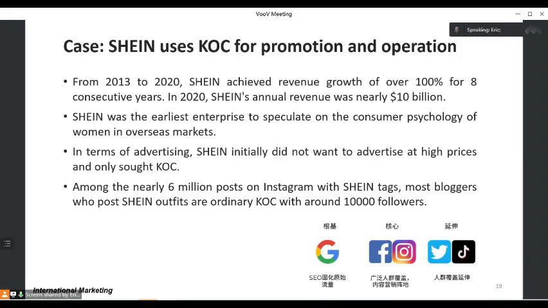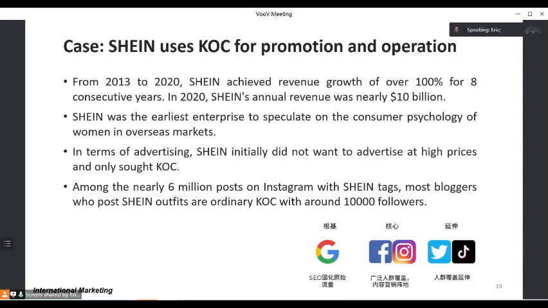Okay, we know that there are a lot of successful reasons about Shein, but in this part we want to talk about the promotion strategy of Shein. Shein does not do a lot of advertisement in traditional media, in television, in newspaper, or just like that. They just invest this advertisement in social media.